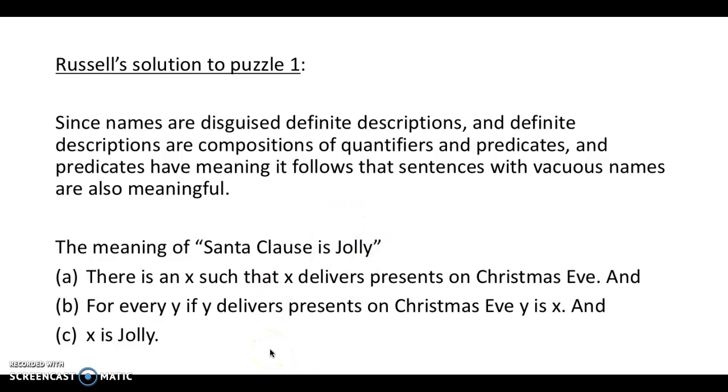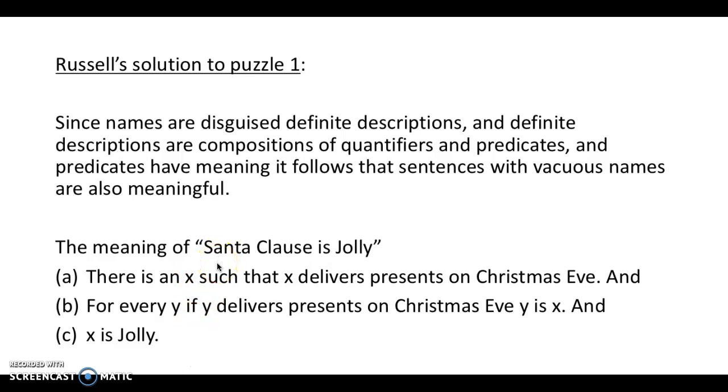So unlike in the simple theory, where the proposition expressed by "Santa Claus is jolly" would be something like the complex entity that has Santa Claus in it and the property of jolliness, there wouldn't be such a proposition, because there is no Santa Claus. Under this account that Russell is presenting, the proposition expressed by "Santa Claus is jolly" would be a structured proposition, a complex that has as its constituents all of these properties.